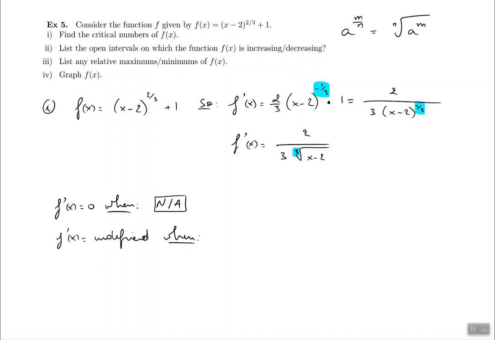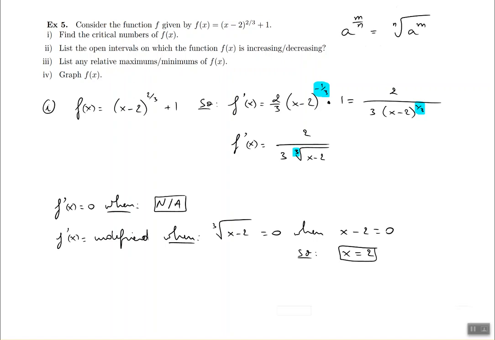This is actually going to happen when the cube root of x minus 2 itself is going to be 0. Again, the 3 is always going to be 3 no matter what, so we can just ignore it. But the radical could be equal to 0, and that actually happens when the inside of the radical itself is equal to 0. When x minus 2 itself is 0, the cube root of 0 will be 0. So that means that the critical number is going to be the number 2. So that's basically the end of that part of the problem.